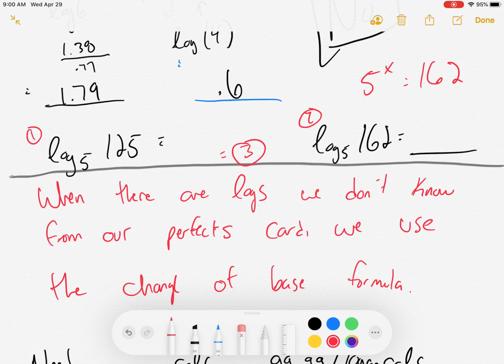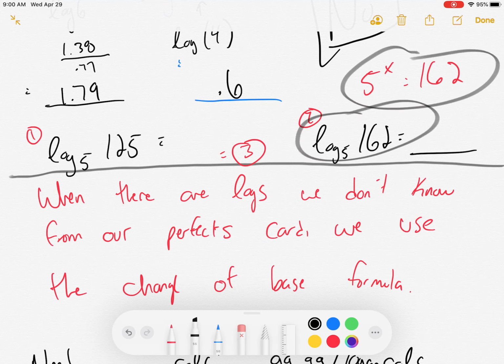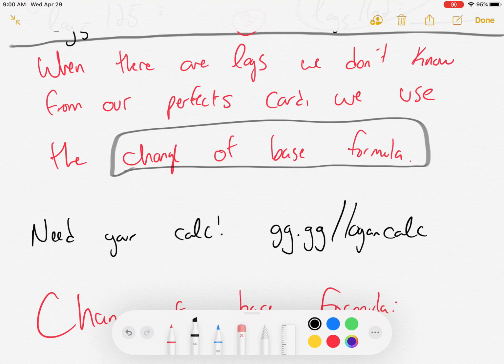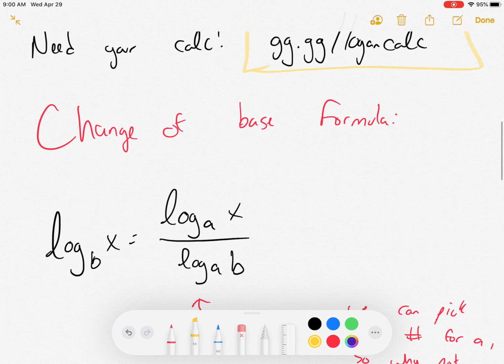When there are logs we don't know from our perfects card, for example, this or this, we use something called the change of base formula. You are going to need a calculator for this. Again, if you don't have it open by now, what are you doing with your life? But you should open this up. Please get your calculator out.